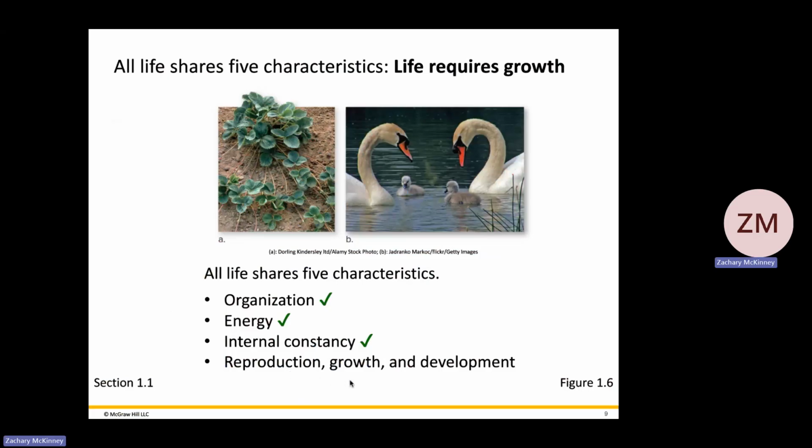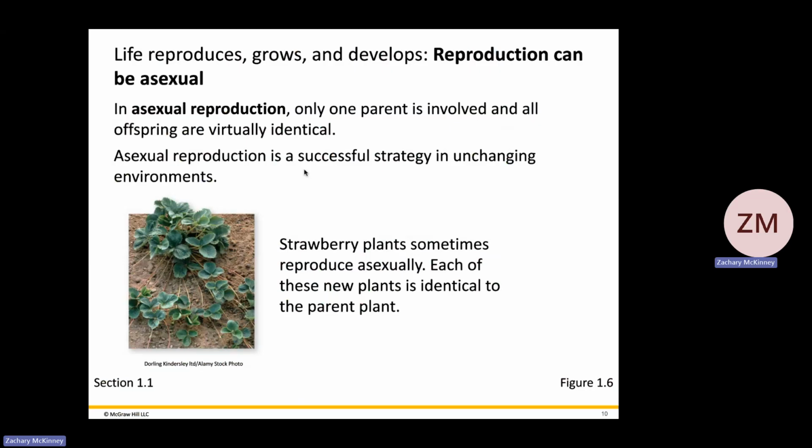Okay, these next three kind of go together: reproduction, growth, and development. These are the three characteristics that we pile together, and then we'll separate them out and talk about what each one is. Reproduction tends to be a little straightforward, right? Things reproduce. You have to create offspring to be able to sustain life and propagate life.